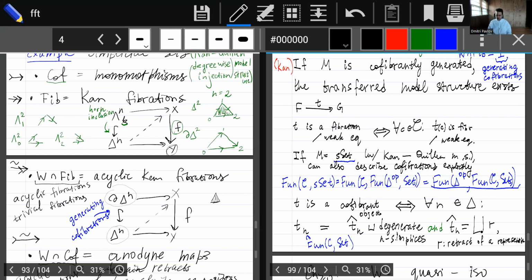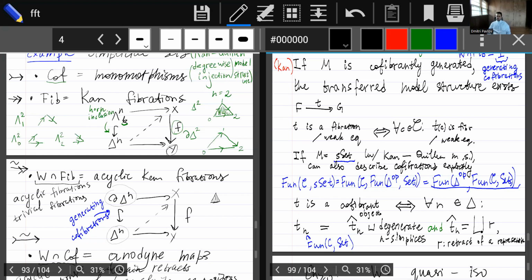Okay, any questions about the transfer model structure? Please, can you reveal a bit of intuition behind this notion? Which one? Sorry. Which notion? About the transfer model structure. Intuition.